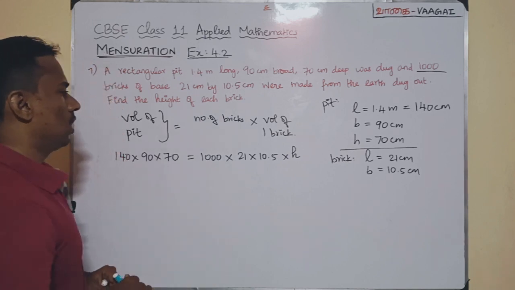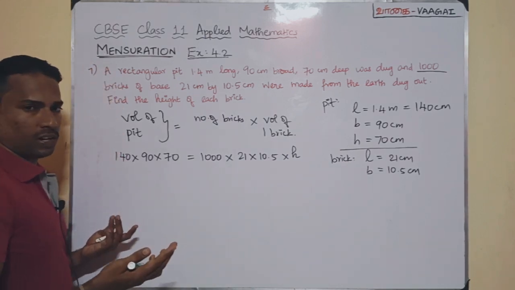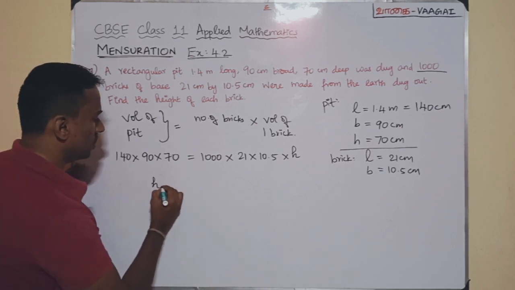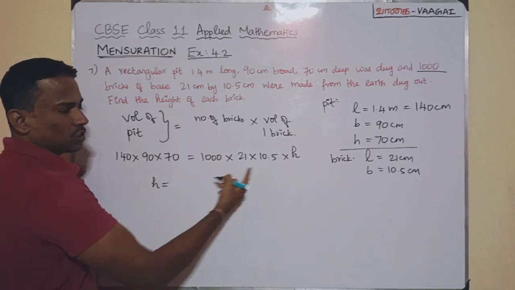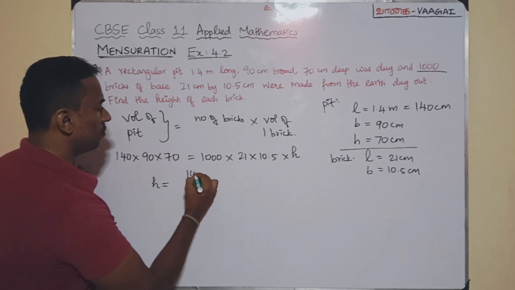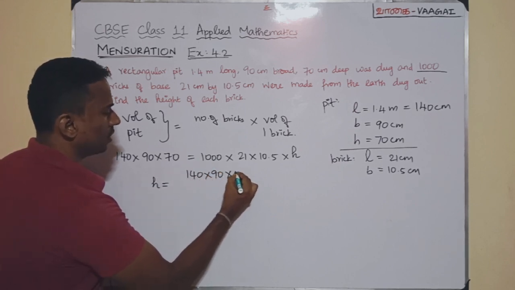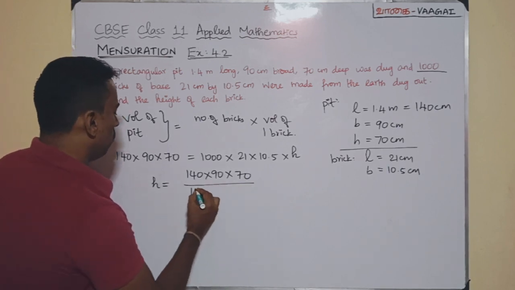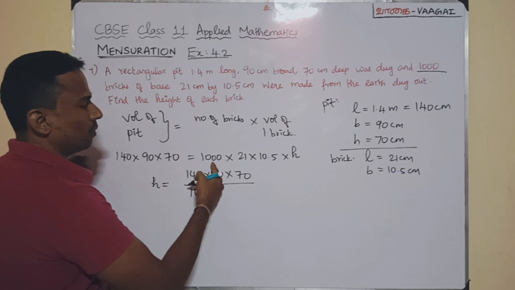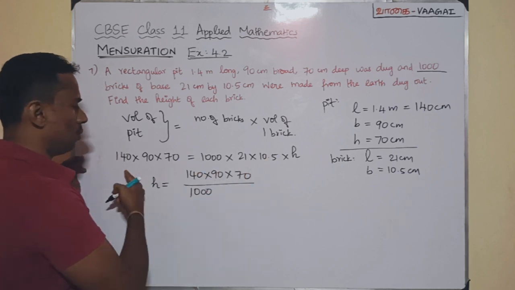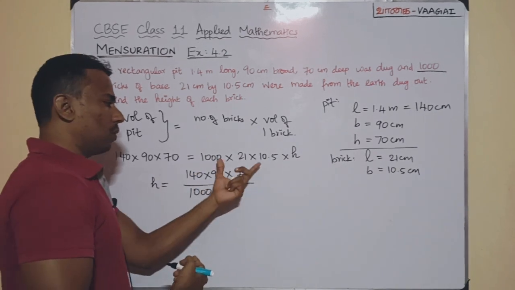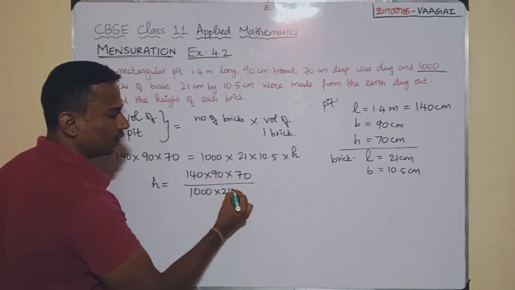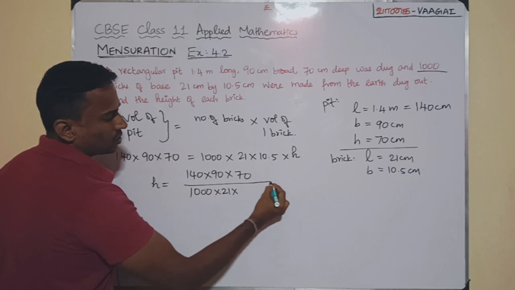Now what I need to do here is simply find the value of h. We can solve this simple equation to get the value of h. So h will be nothing but, let us bring these terms to the other side, 140 into 90 into 70, which should be divided by 1000, because these terms are going to come here. 140, 90, 70 divided by, now bringing these terms to the other side, they will come as division, 1000 into 21 into 10.5.